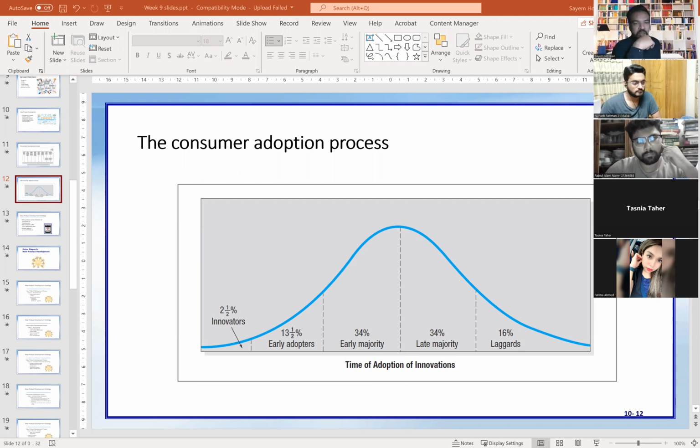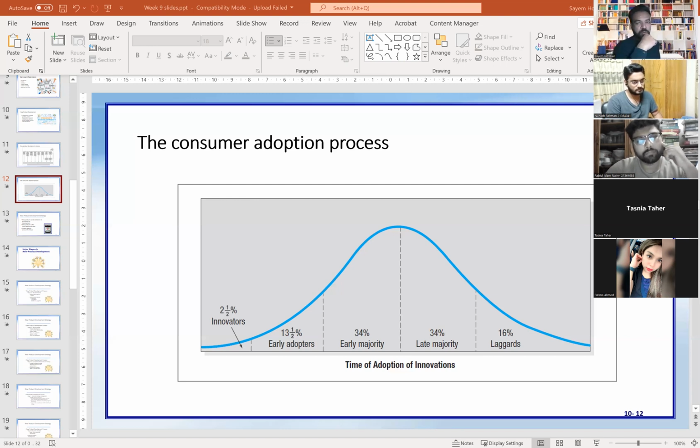Now, our behaviors tend to differentiate from product to product. For fashion products, some people are very fashionable, so they will try out the new fashion, the new fad, the new type of fashion that's trendy in the market. They will try it immediately. But for other products, their behavior could vary. So this consumer adoption process is not always identical in all cases of our usage.